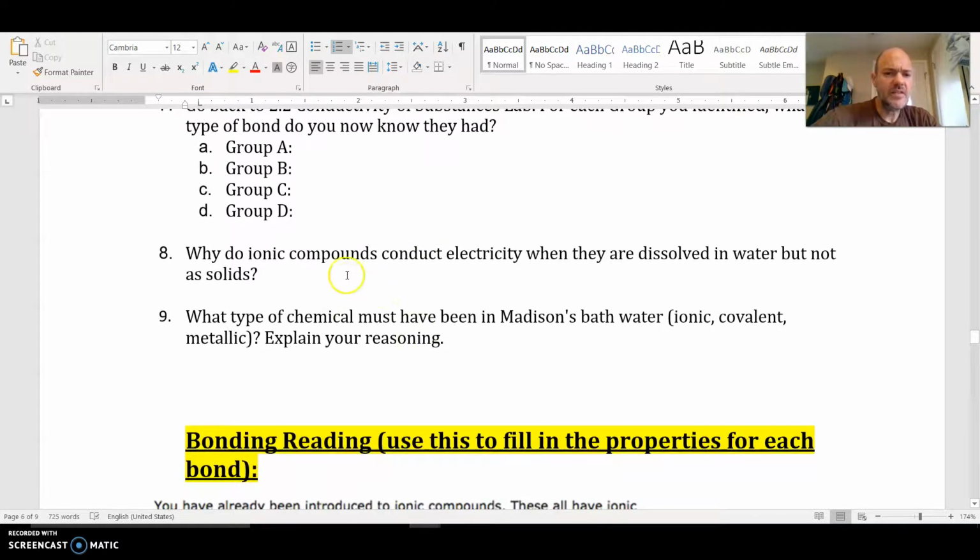And then think about, for number 8, you can think about this. You might not have a super solid answer for this one yet, and that's fine. Just try and come up with your best idea. And then coming back to thinking about Madison's bathwater, we've talked a little bit in the conductivity of substances lab about what must have been in the bathwater. Now we can put a name to that. What kind of chemical? Would it be ionic, network covalent, molecular covalent, or metallic? And why do you think that?